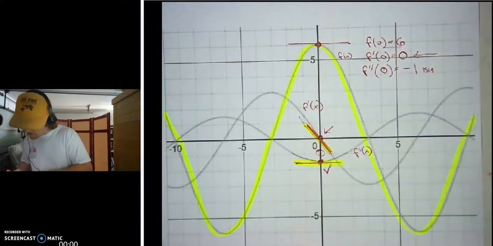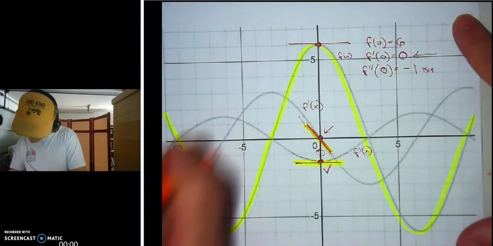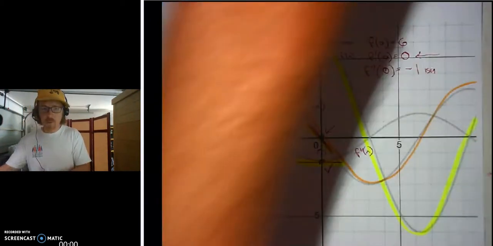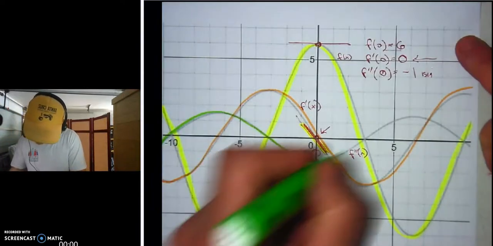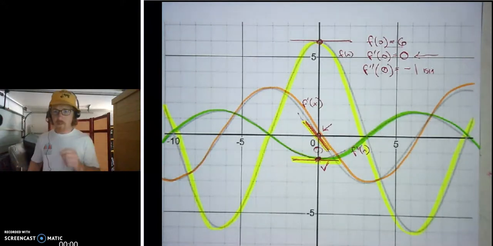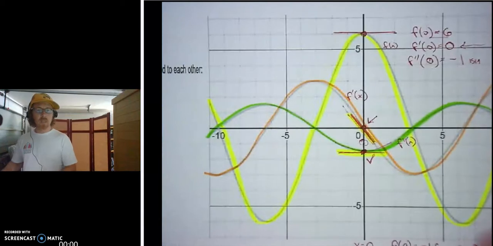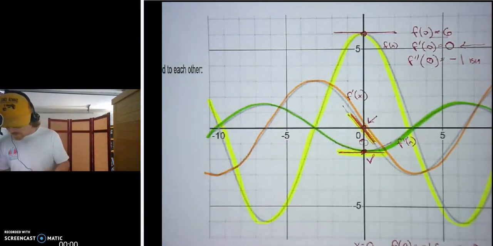Let's use orange to represent this curve. We'll call this one the derivative. And we'll use this green to make the last one. And we'll call this one the second derivative. Now I just want to maybe check another point just to really make sense of this. So I'll slide over and maybe let's just check this x equals negative 5 point.